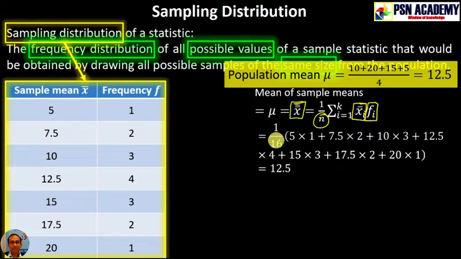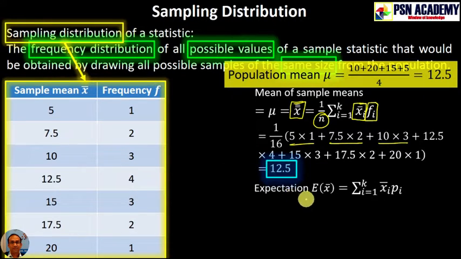So it will be 1 by 16, then 5 times 1 plus 7.5 times 2, then 10 times 3, and like that. And you will get 12.5 as the mean of sample means. So it is exactly matching with the population mean. See, why is it matching? I'm repeating, if you consider all the possible sample means over here, then definitely you will get the population mean. And if you skip any one of the sample means from here, then there will be one missing compensatory value, and that will create an error or a deviation.